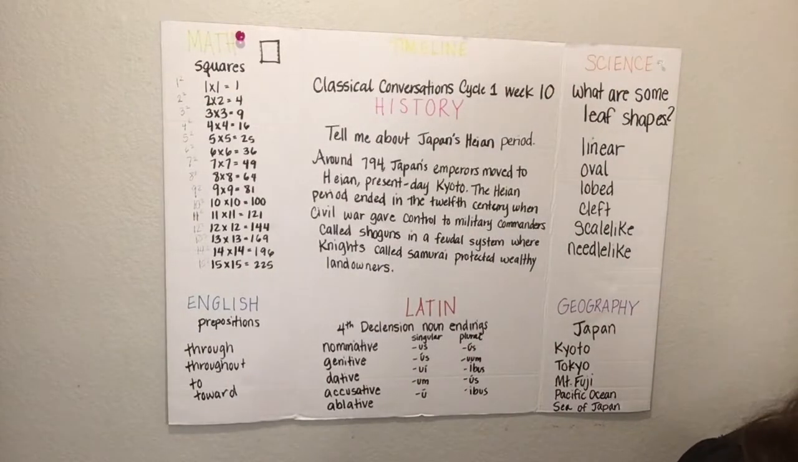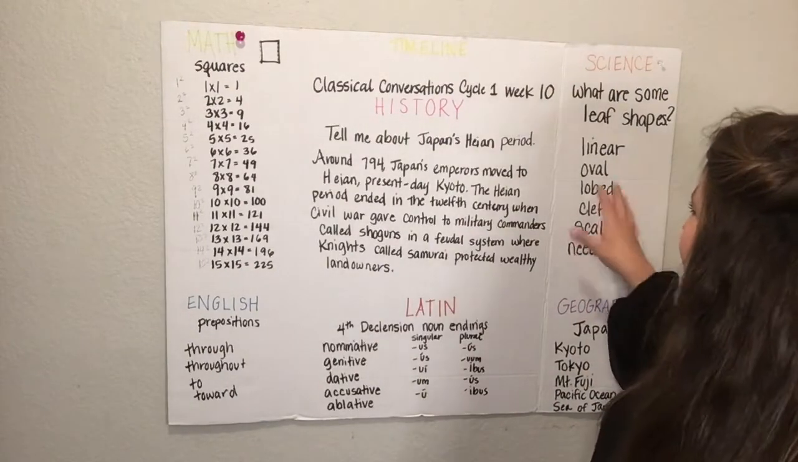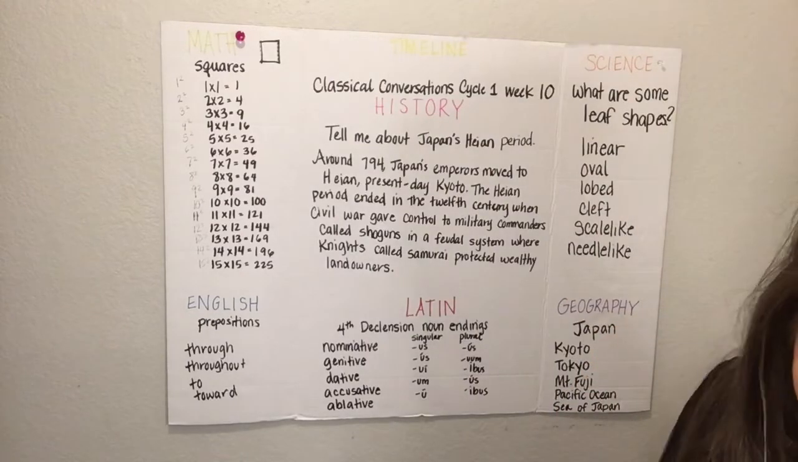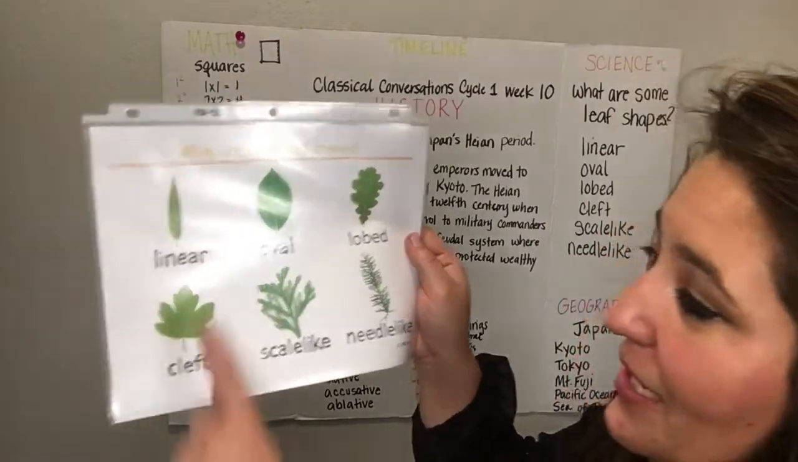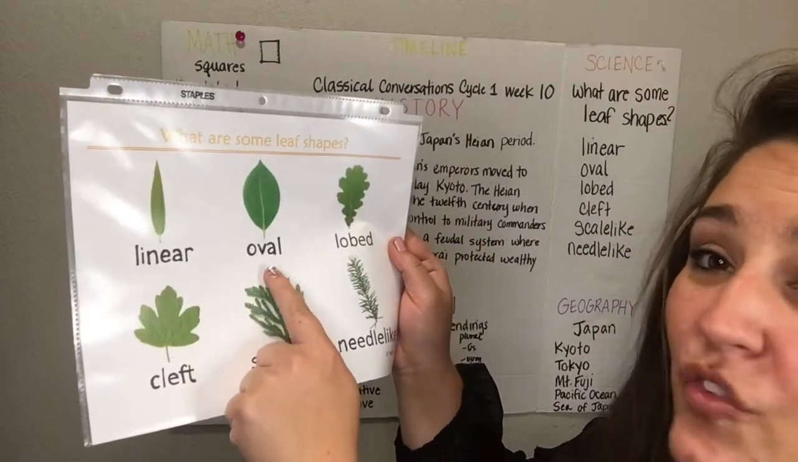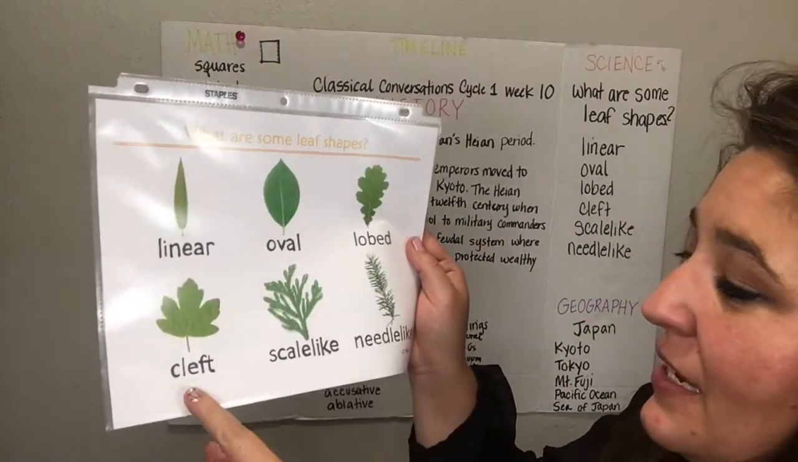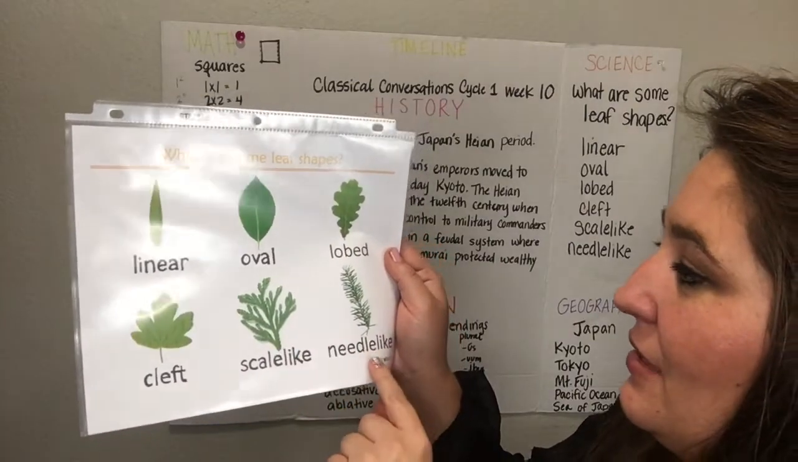We are now going to go on to science. What are some parts of leaf shapes? Let me show you. Some leaf shapes are linear, oval, lobed, cleft, scale-like, and needle-like.